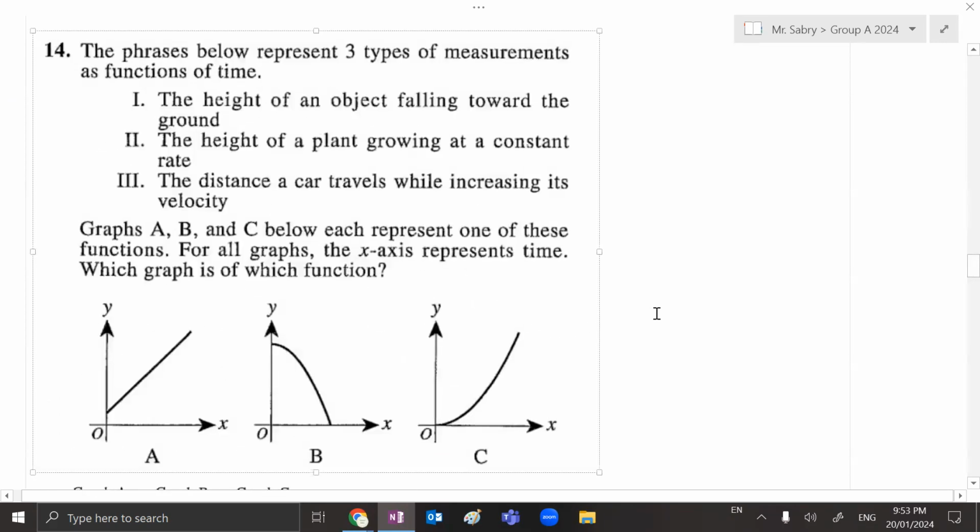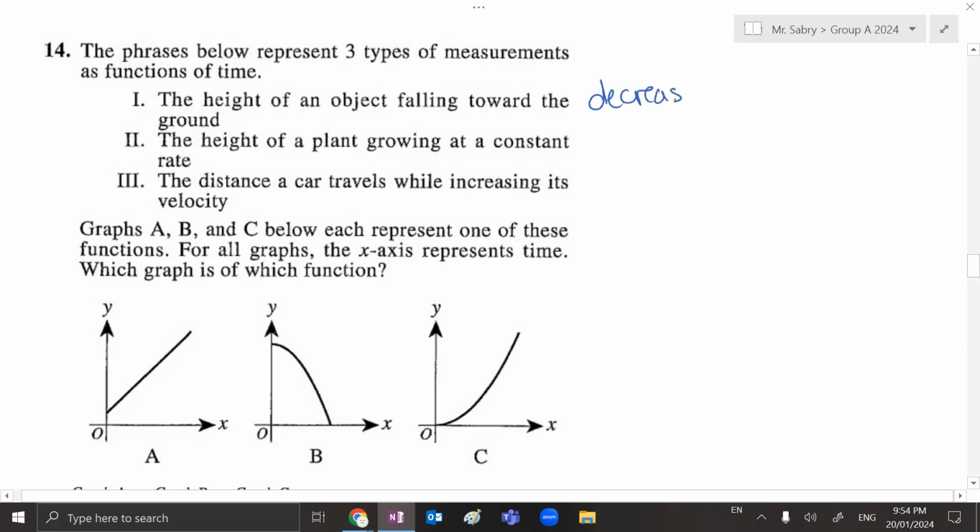Now let's check 14. It says the phrases below represent three types of measurements as functions of time. The height of an object falling toward the ground, the height of a plant growing at a constant rate, the distance a car travels while increasing its velocity. So let's think about it. The height of an object falling toward the ground, the height in this case would be decreasing. It would be going down.